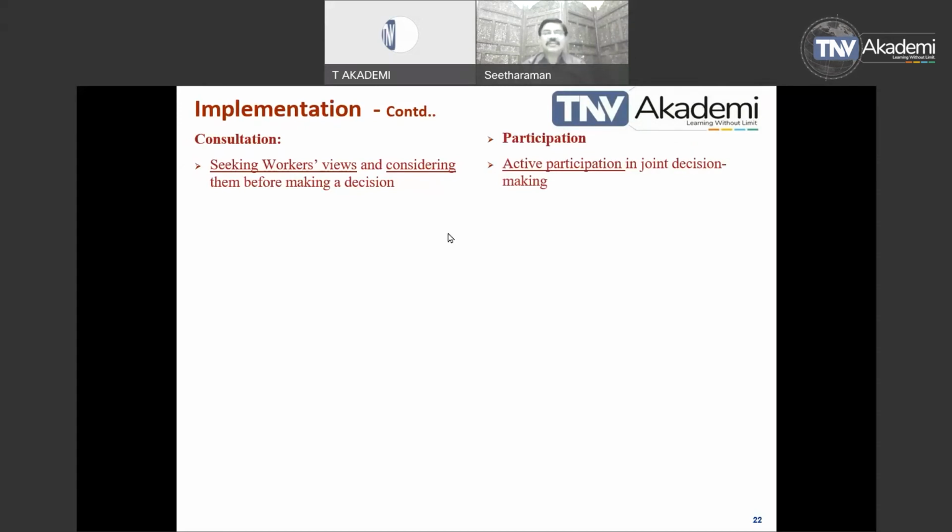In participation, there is active participation in joint decision making. In certain areas, workers will be participating in the decision making itself. So we look at certain things like that. Consultation implies a two-way communication involving dialogue and exchange. So when you conduct a meeting, you listen to the workers' representatives and workers' views, and then decisions are taken. These are recorded in the minutes of meeting. So that is a two-way dialogue.